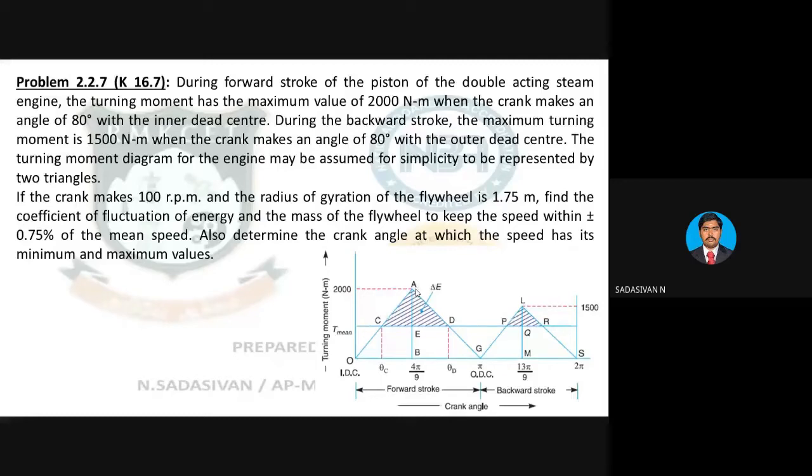Now I will read the question. During the forward stroke of the piston of a double acting steam engine, just keep it in mind, double acting steam engine. Per cycle you have two power strokes. So that is the meaning of double acting steam engine.